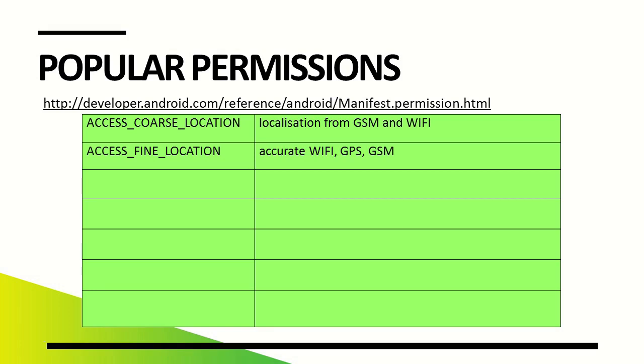Coarse is the least accurate means of localization. Usually, it's the localization obtained from GSM and Wi-Fi. Fine is based predominantly on GPS and additionally on Wi-Fi data. This way, we can determine the user location with a much greater accuracy.